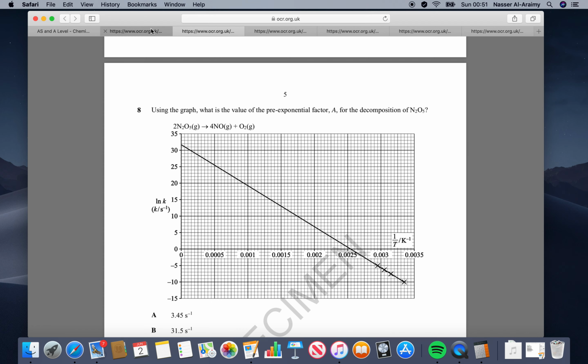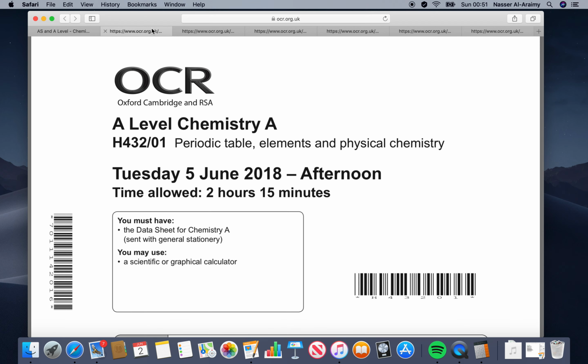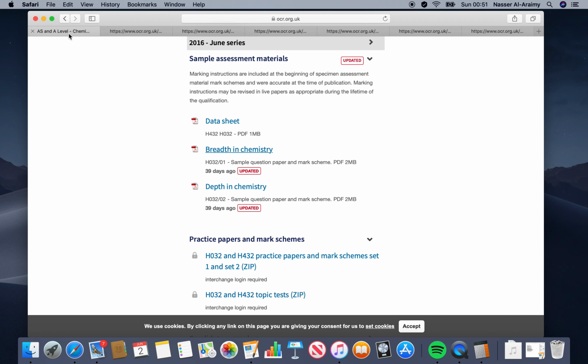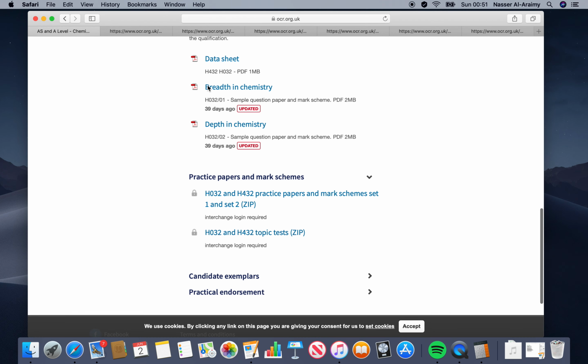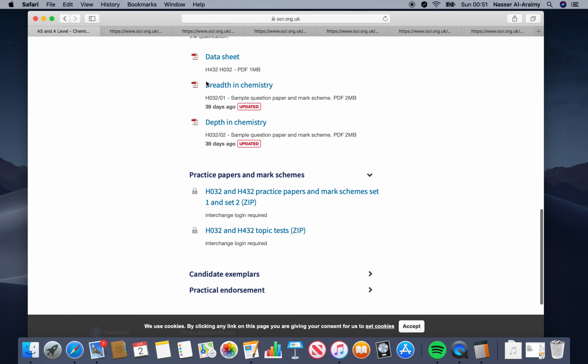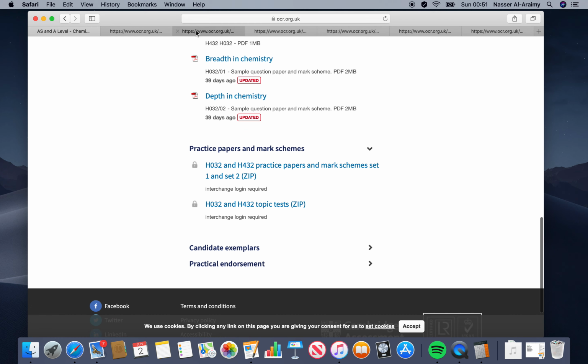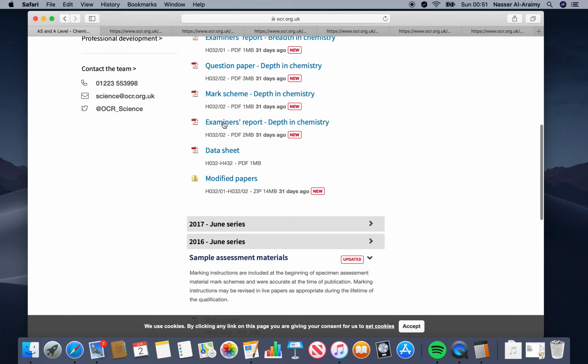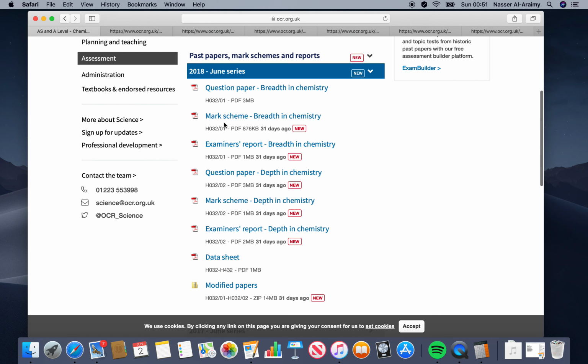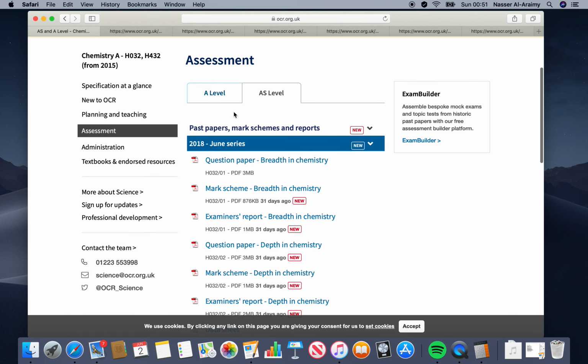That's the paper one for breadth. So let me have a look. Let's have a look at a depth paper.